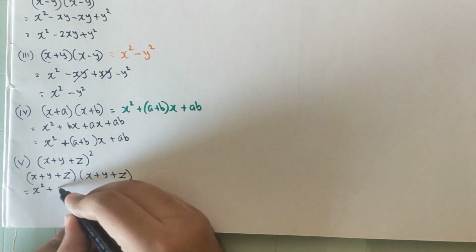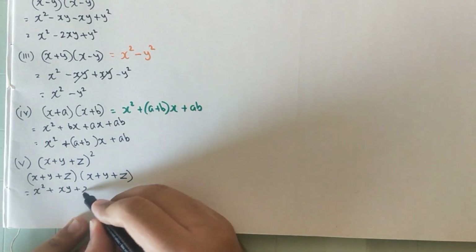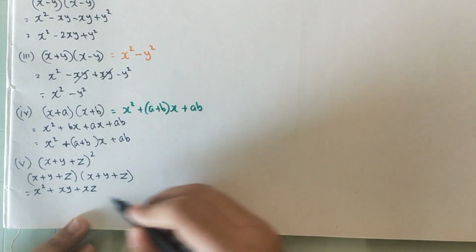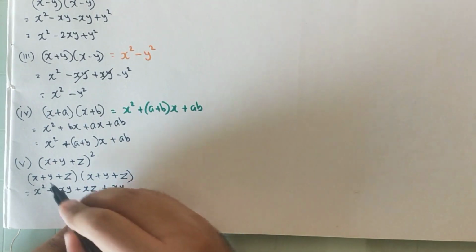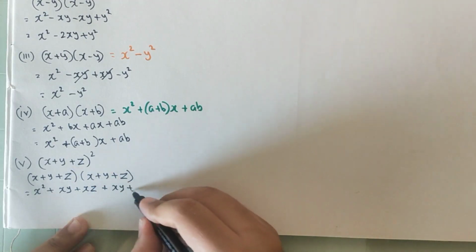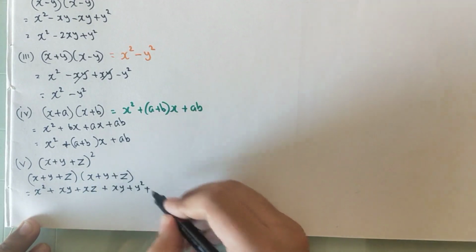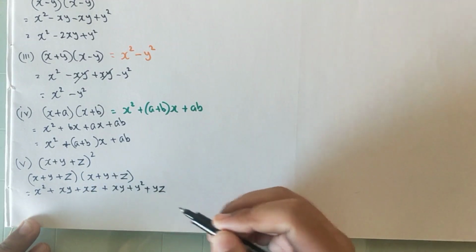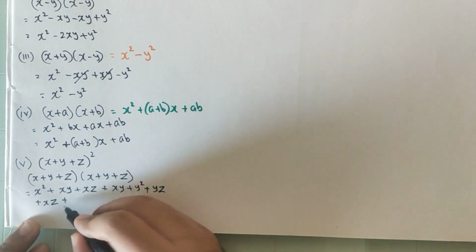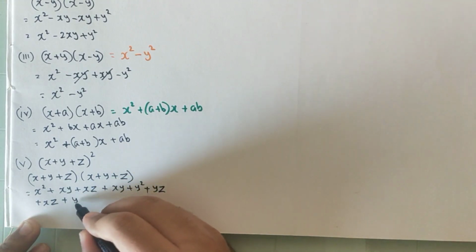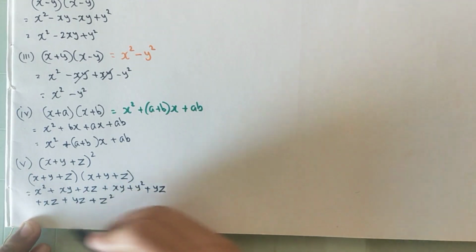First term with the second term, that is xy. First term with the third term, that is xz. Second term with the first term, that is xy. Second term with the second term, that is y square. Plus second term with the third term, that is yz. Third term with the first term, that is xz. Third term with the second term, that is yz. Third term with the third term, that is z square.